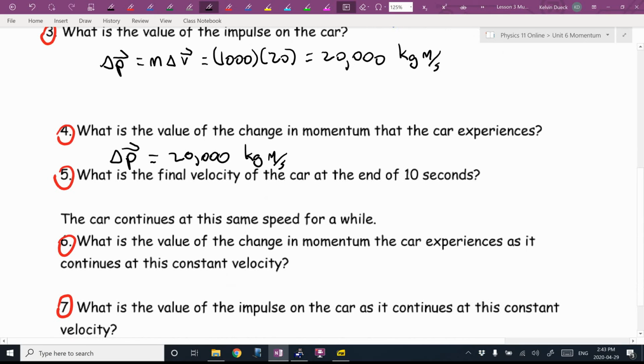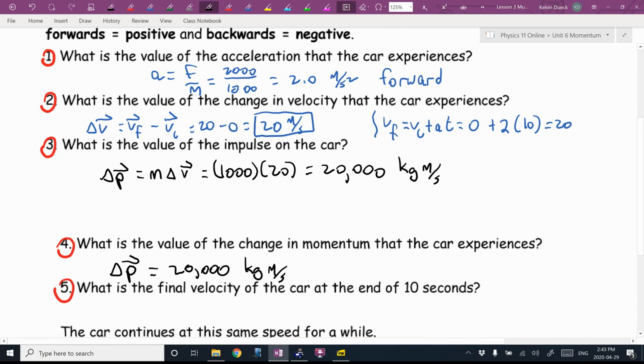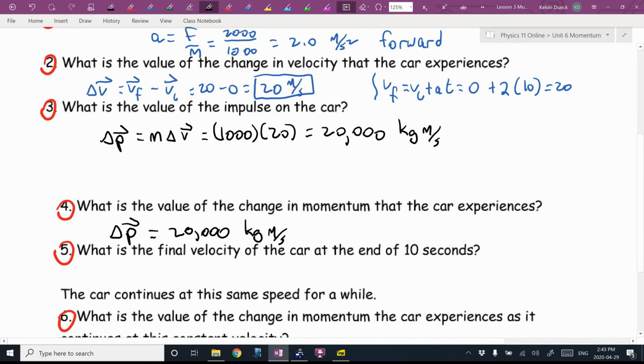What's the final velocity of the car at the end of the 20 seconds? Well, I calculated that, didn't I? It was v final equal to v initial plus a t. It was at rest plus 2 times 20, no, times 10. It was 20 meters per second.